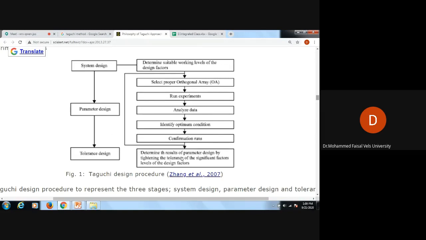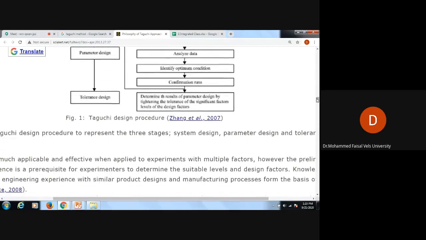Finally, tolerance design determines the result of the parameter design by tightening the tolerance level of the factors. I can give some example.